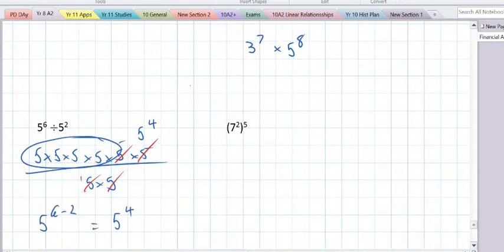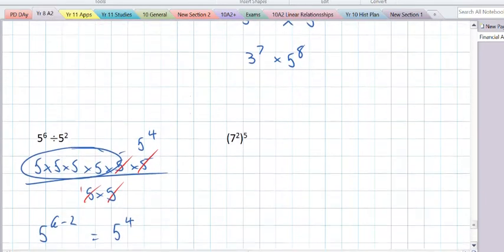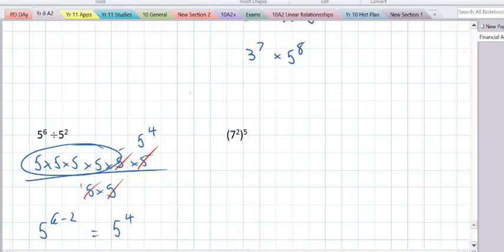When you add, do you times? No, when you add, there's no rule for that. So it's going to be 5 to the power of 4 over 1. Yes, 5 to the power of 4 over 1. Well done. Which is just the same as 5 to the power of 4.